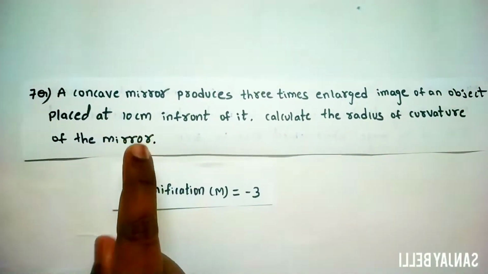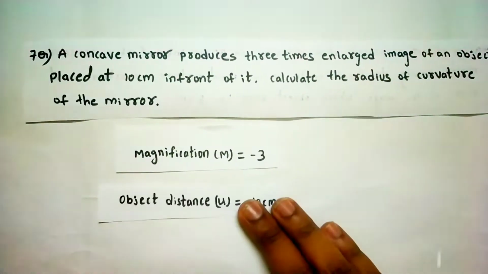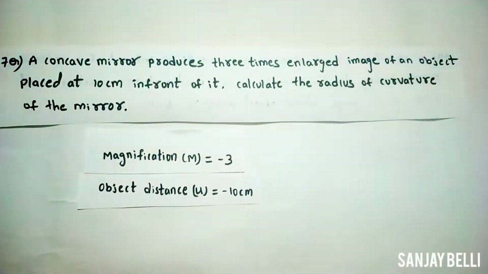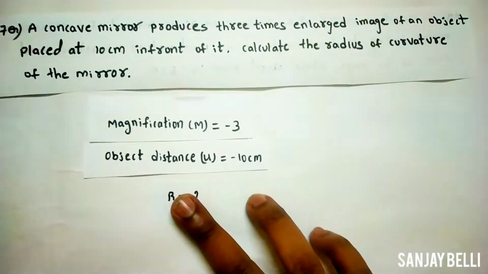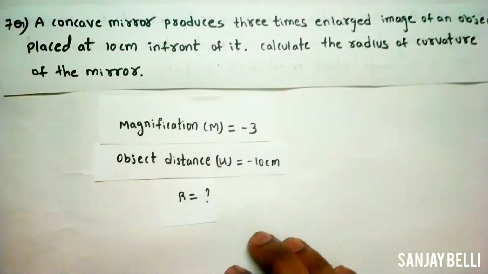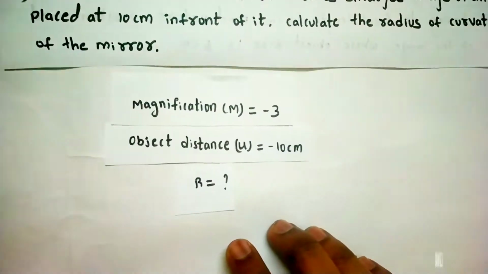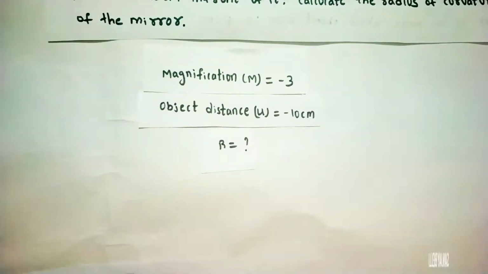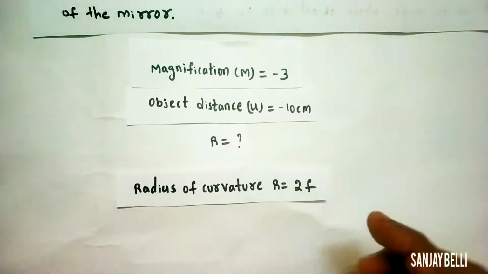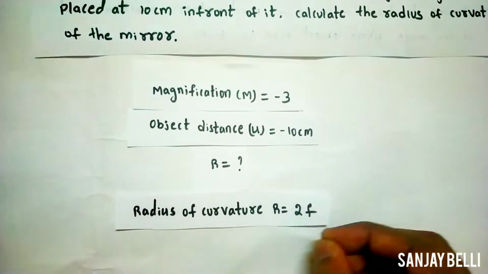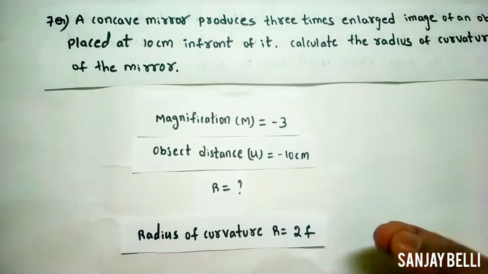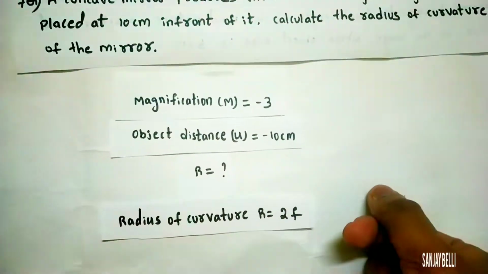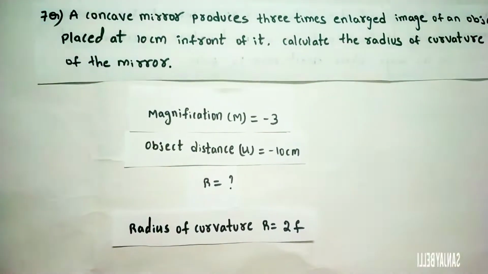And what is this 10 centimeters? The 10 centimeters is nothing but your object distance. What is it asking you to find? It is asking you to find the radius of curvature, that is we have to find r. How to find r? There is a relation between radius of curvature and focal length, that is r equals 2f. If you find the focal length, just double it, multiply it with 2, and you will get the radius of curvature.